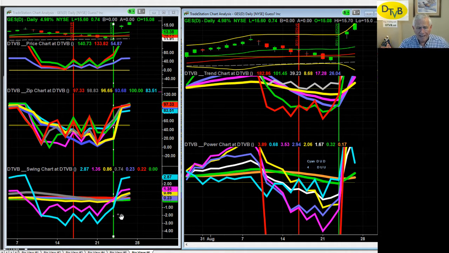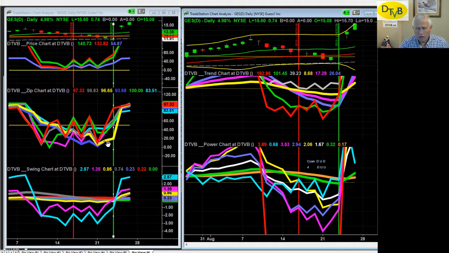One of the things that happens is swing pink crosses over green. That's one of the big signals for a gap up. That'll happen more than a guy thinks. But the diff divergent condition is basically here in the zip chart.